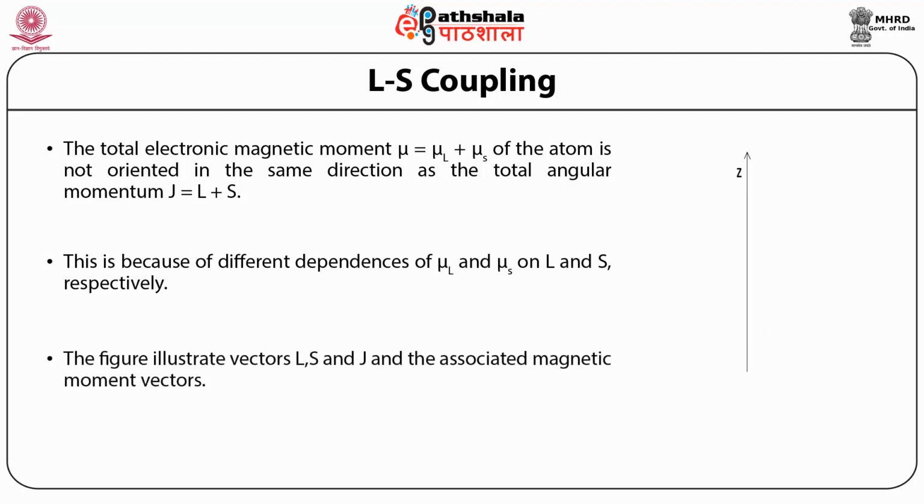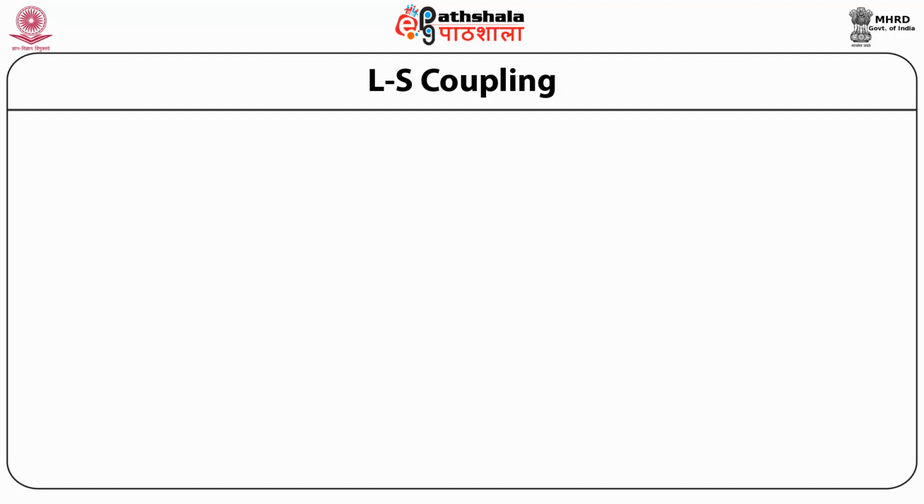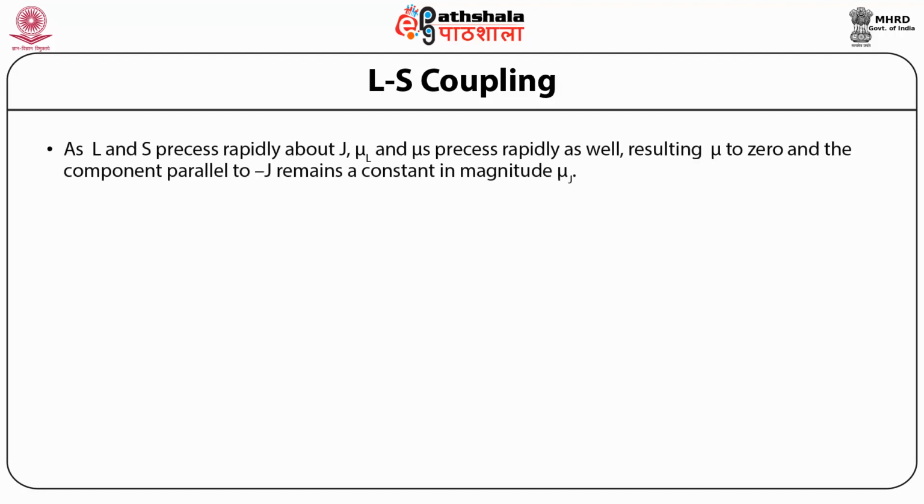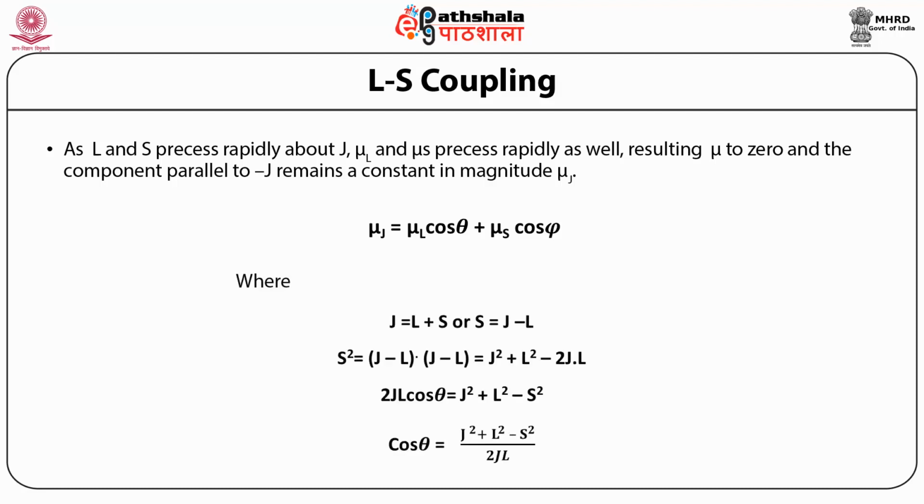The figure illustrates vectors L, S and J and the associated magnetic moment vectors. As L and S precess rapidly about J, mu_L and mu_S precess rapidly as well, resulting in mu average going to 0, and the component parallel to minus J remains constant in magnitude, denoted by mu_J. The component of mu along the J axis from the above figure is mu_J equal to mu_L cos theta plus mu_S cos phi, where J is equal to L plus S, or S is equal to J minus L.